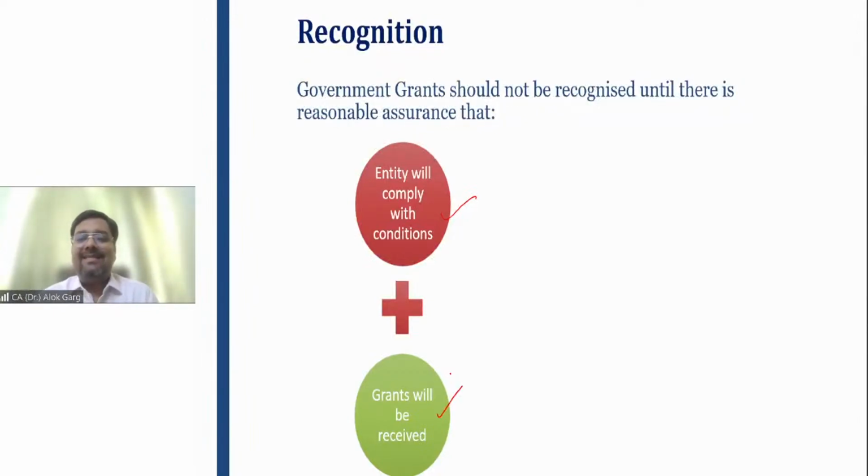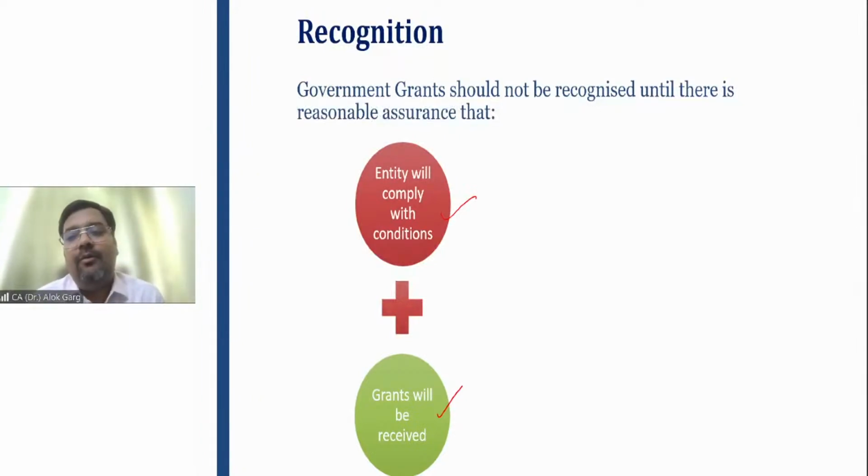So in this case, although money has already been received, it seems difficult that the company will be able to comply with the condition, right? There is no reasonable assurance that the entity will be able to comply with the condition, and hence this grant will not be recognized. Not recognized means this grant will not be recognized in the P&L, in the income.